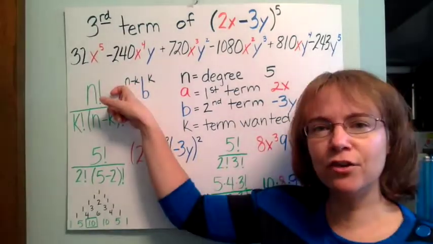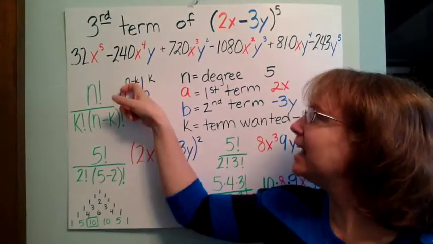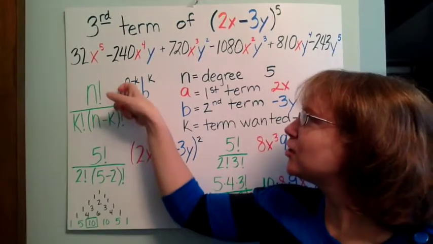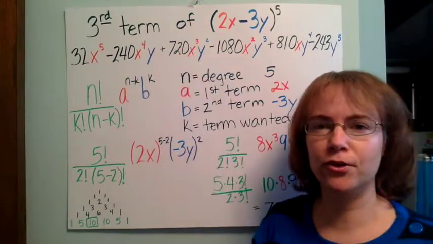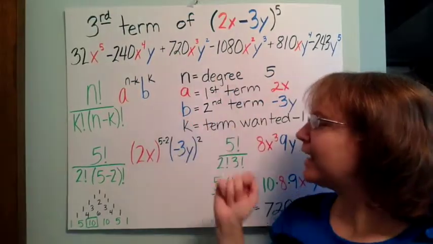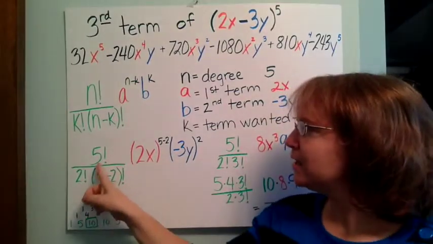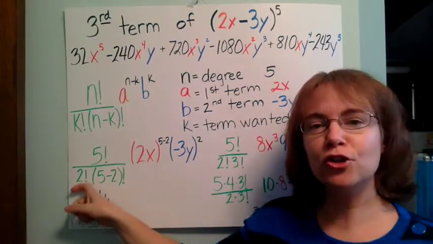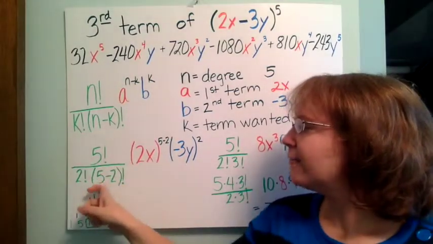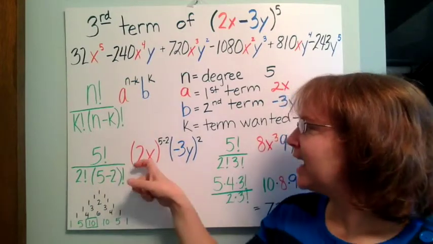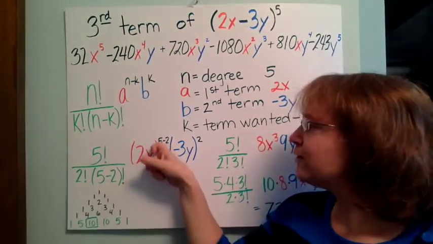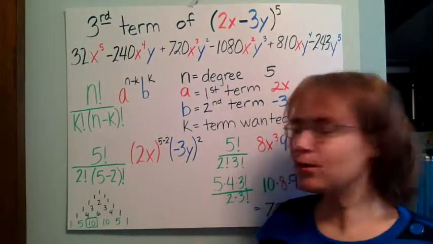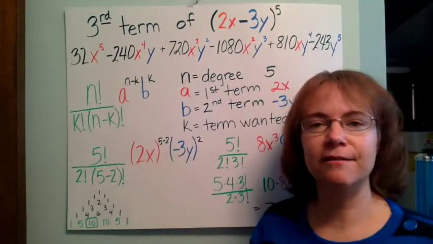Now notice if I take the degree minus k, I get the third power. So if I take 5 minus 2, I'm going to have my a to the third power, which is what I want for the third term. Now let's put in our values and check out how this formula works. I take 5 factorial, my degree n, over 2 factorial times the quantity of 5 minus 2 factorial. Then I have my first term, 2x, to the 5 minus 2 power, which is going to be 3, but I just left it at 5 minus 2 there. And then I have negative 3y to the second power. That's going to give me a positive value right there.